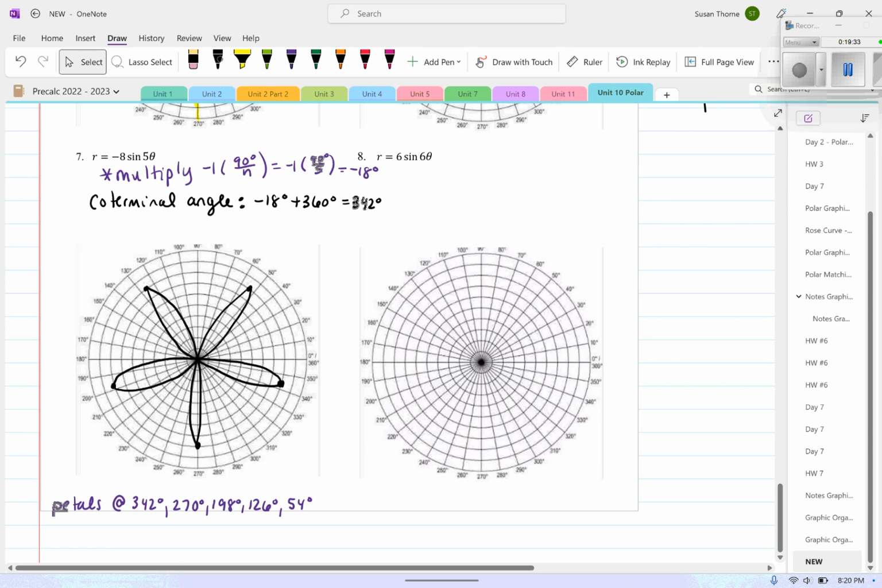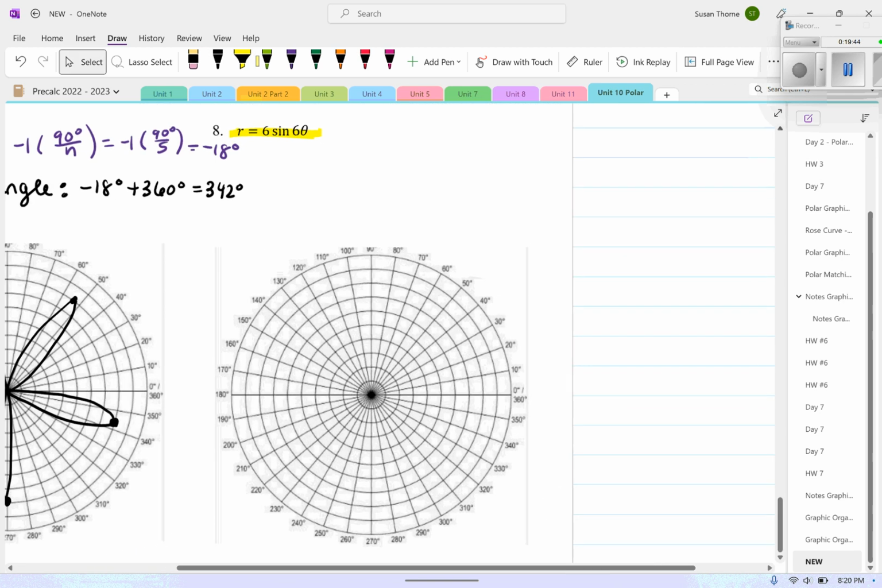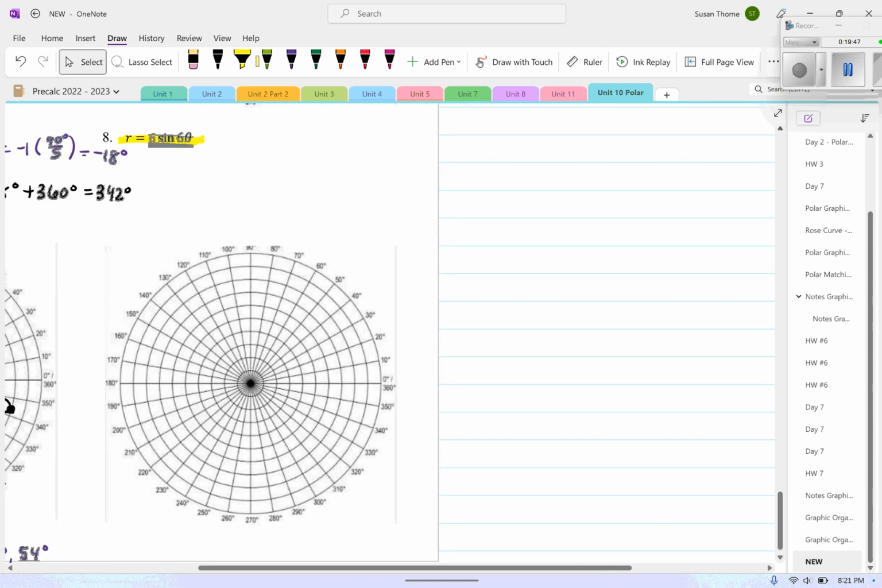So the next one we're going to graph is r equals 6 sine 6 theta. So if you want, you could pause the video to see if you can do this one on your own, and then unpause it when you're done to see if you got the correct answer.